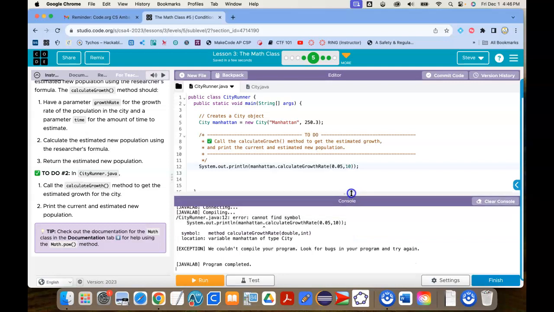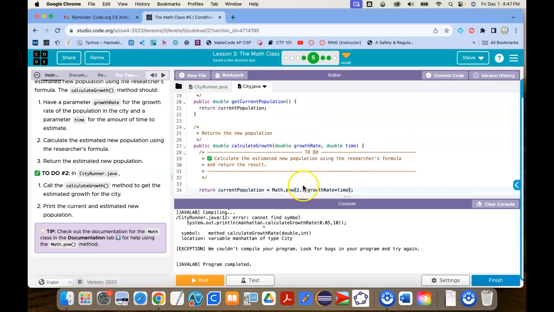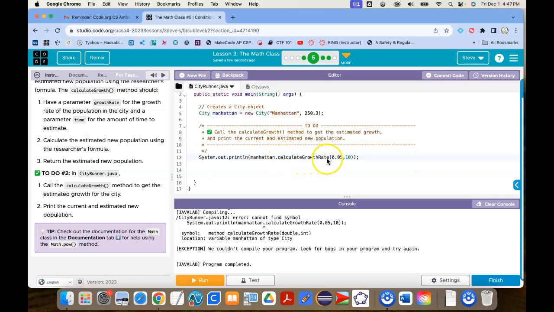Did not like that, did it? Did not like that. Let's see if I spelled it right. Did I just write calculateGrowth, not calculateGrowthRate.